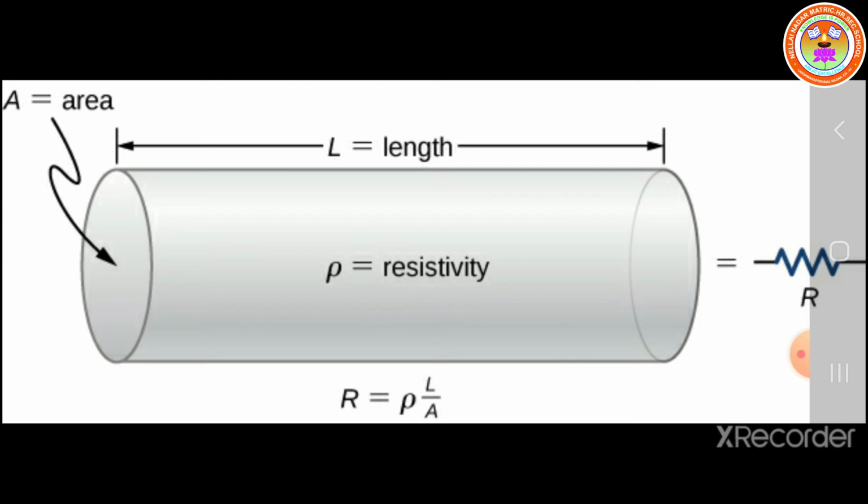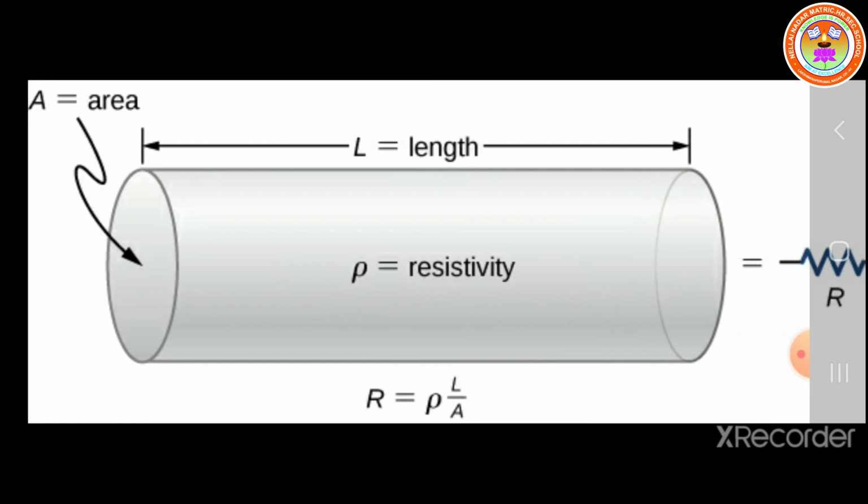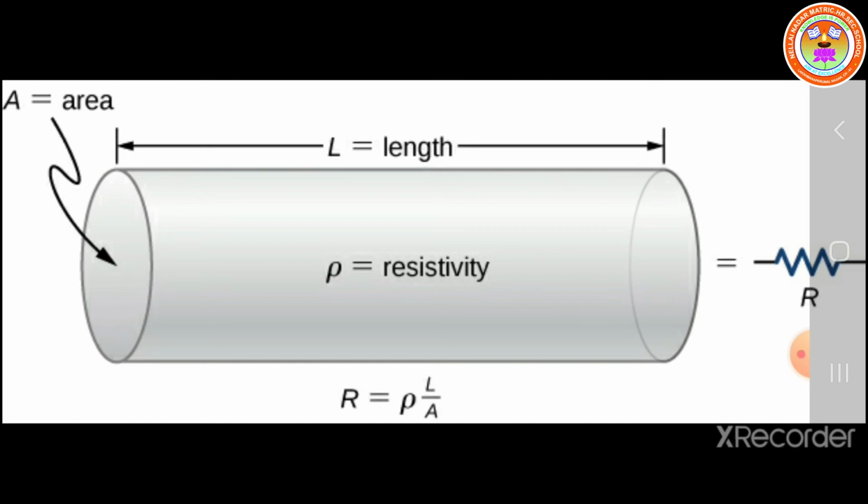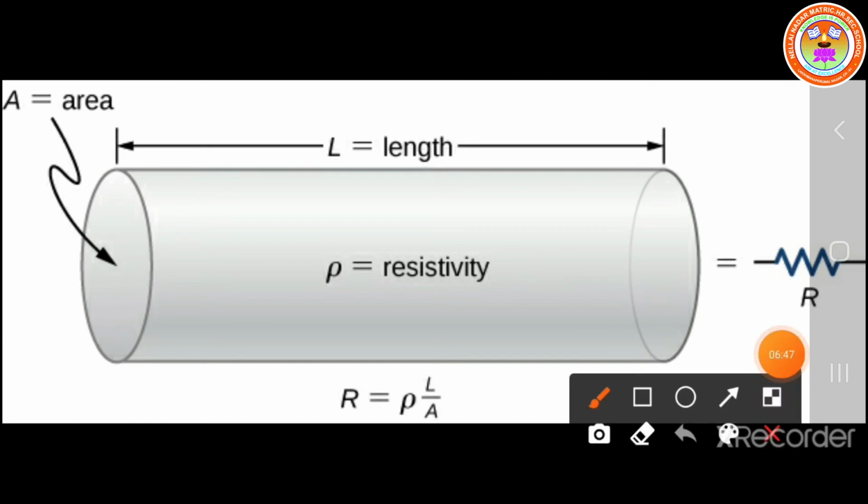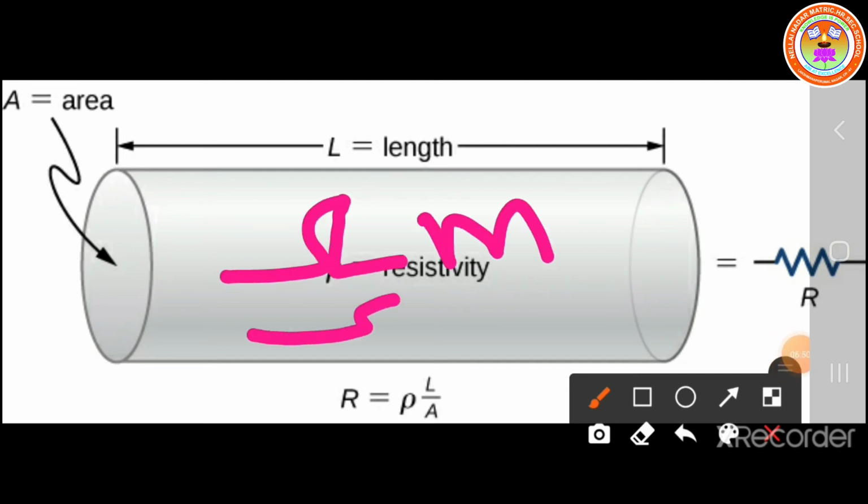What is electrical resistivity, students? Electrical resistivity, also known as specific electrical resistance or volume resistivity, is a fundamental property of a material that quantifies how strongly that material opposes the flow of electric current. The SI unit of electrical resistivity is ohm meter. What is the SI unit of electrical resistivity? Ohm meter.